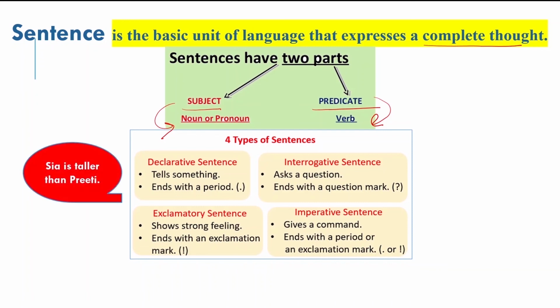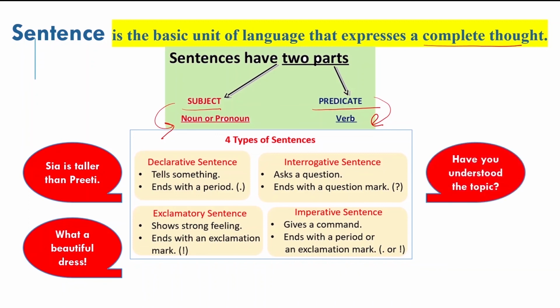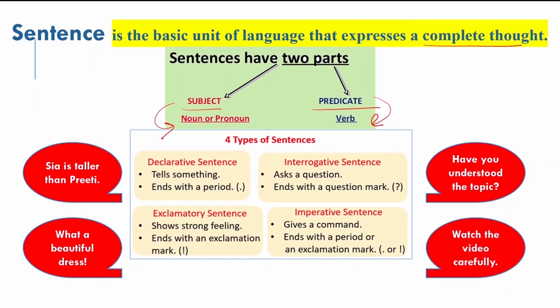Declarative sentences tell something and end with a period. Sia is taller than Preeti. It's telling us information. Exclamatory sentence shows a strong emotion. What a beautiful dress! It is ending with an exclamation mark. Then comes interrogative sentence which asks a question and ends with a question mark. Have you understood the topic? And the last one is imperative sentence which gives a command and it ends with a period or an exclamation mark. Watch the video carefully.